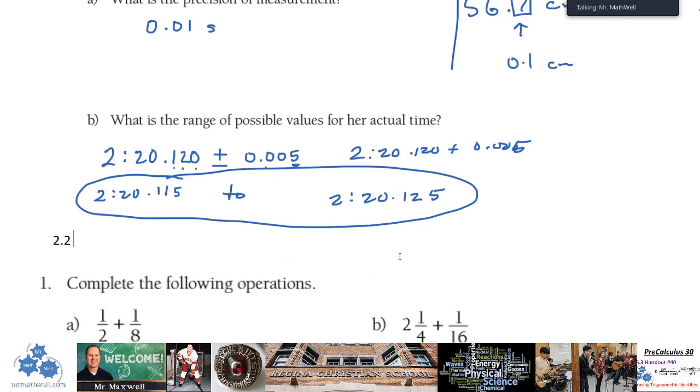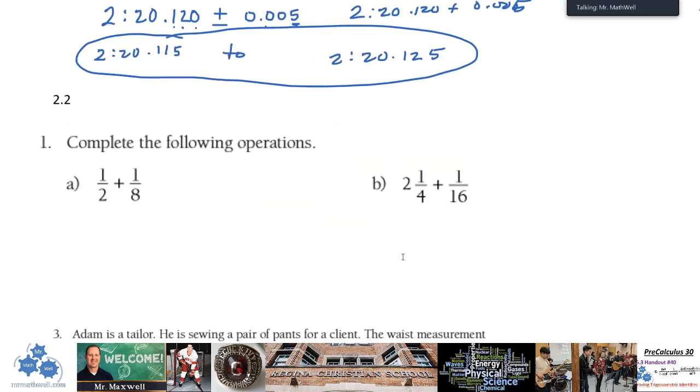All right. We got through that. Awesome. Okay, so that's 2.1. Any questions about 2.1? All right, we'll move on to 2.2.